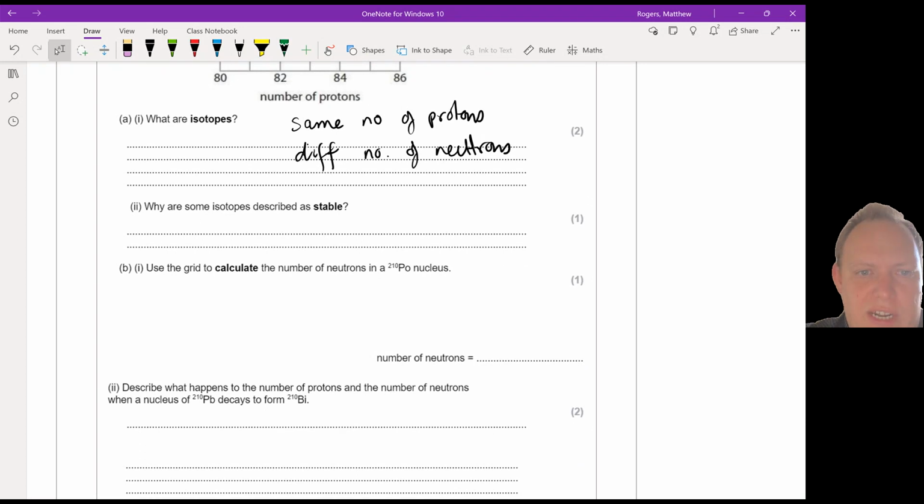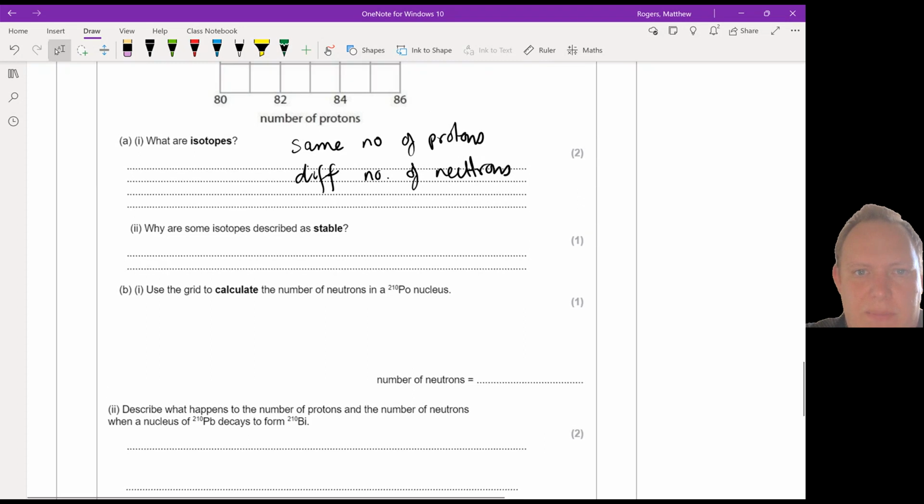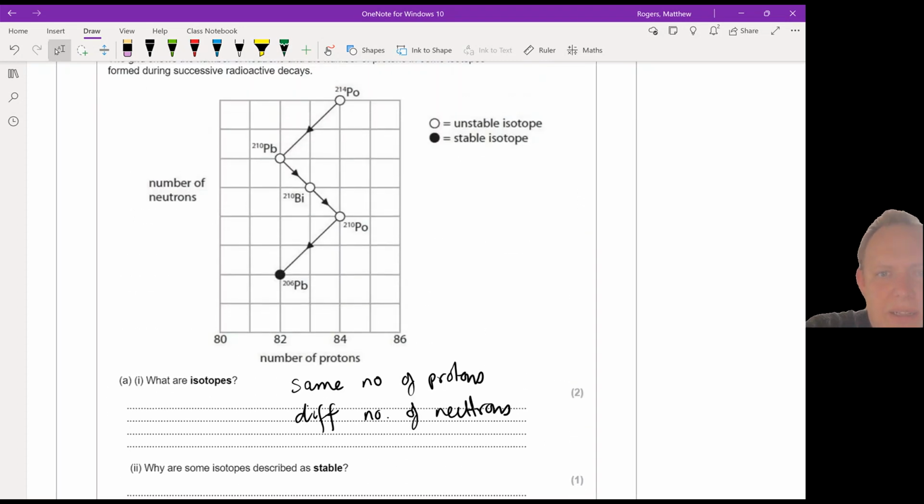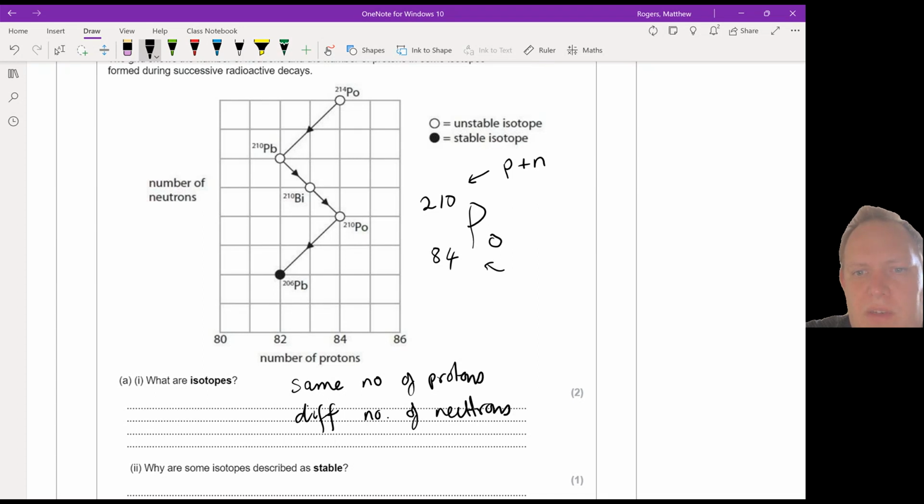B part 1, use the grid to calculate the number of neutrons in a polonium-210 nucleus. So that's this one here. In terms of using the grid, the only part we need is that it's got a proton number of 84. So once we've got to this stage, we could write down the polonium atom like this with a 210 and an 84. We remember that this at the top is the number of protons plus neutrons. This at the bottom, the atomic number, is the number of protons. So the difference between those is 126.